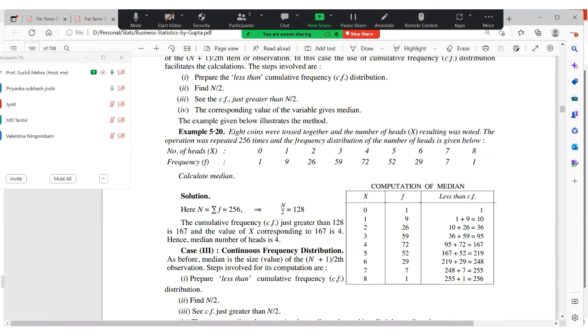Find the number which is just greater than or equal to (n plus 1) by 2. In this case, N is 256. 256 plus 1.